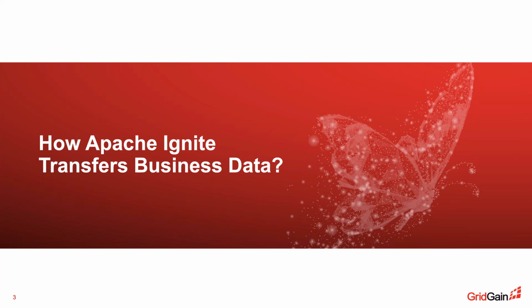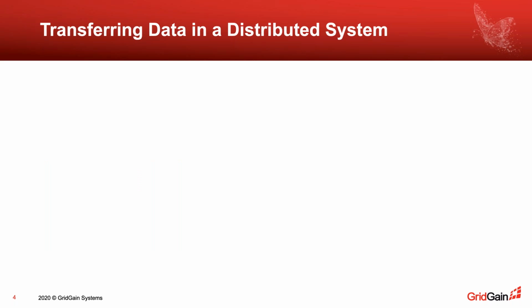So first, let's talk about how Apache Ignite transfers business data, how it transfers user data inside the cluster, and how it makes it performant. So first, let's talk about transferring data in general. So what does it mean for a distributed system?